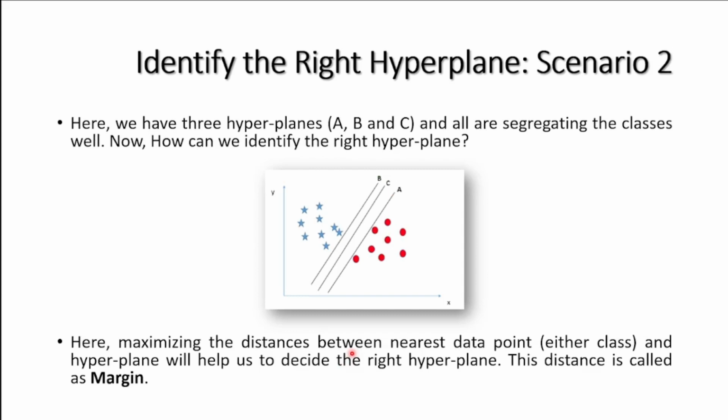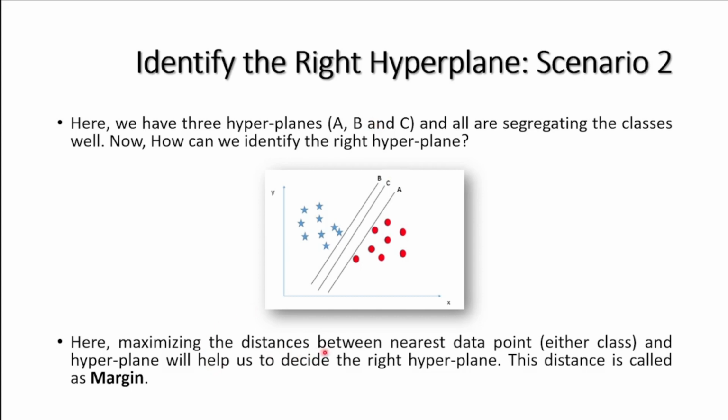So we shall see the second scenario. Here we have 3 types of hyperplane A, B, C, and all are segregating the classes well. Now, how can we identify the right hyperplane? We have A close enough to the stars, and B a bit in the middle between stars and red circle, while C is close enough to the red circle itself.